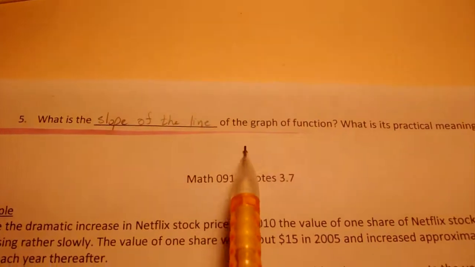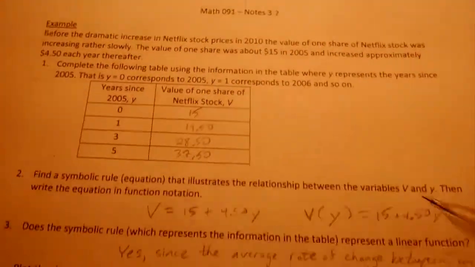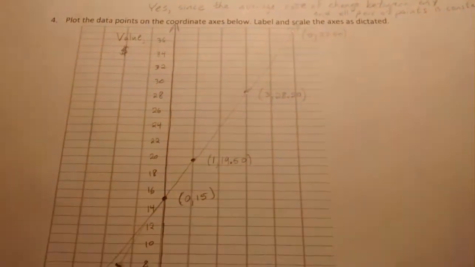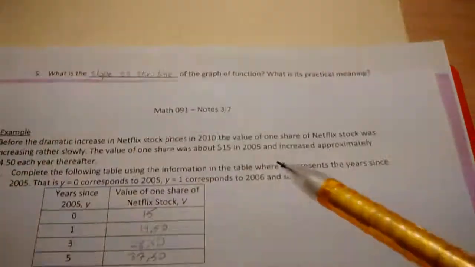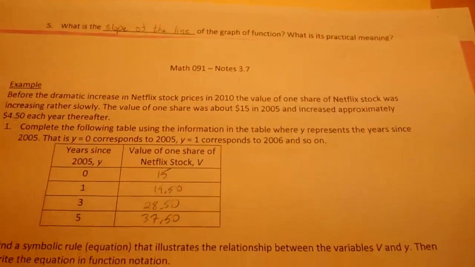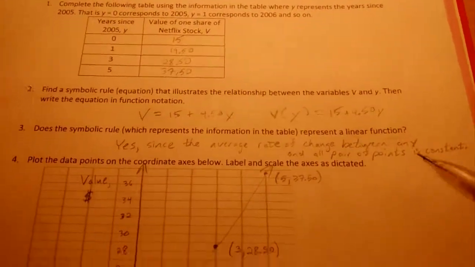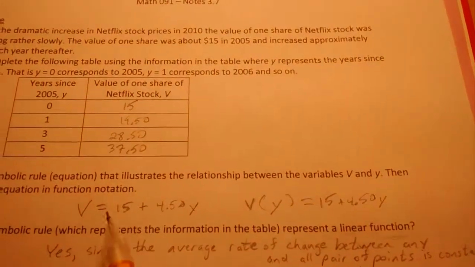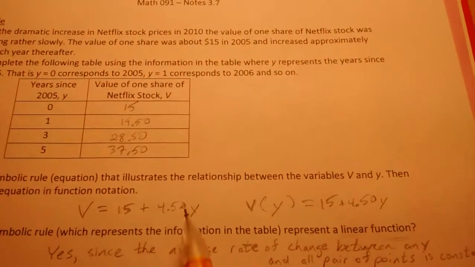Number 5 says, what's the slope of the line of the graph of the function? Well, here's the graph. It's this line right here. And the slope actually appears in one of two ways in two prior questions. The first is that if you recognize, this is actually in what we call slope-intercept form.